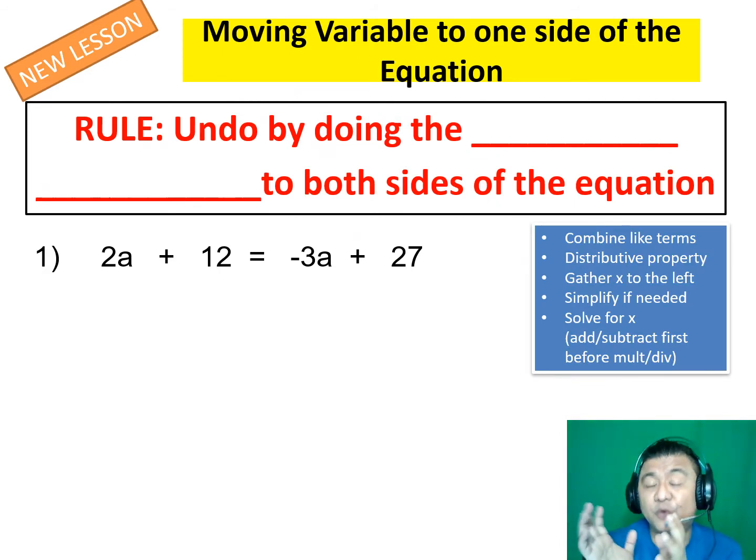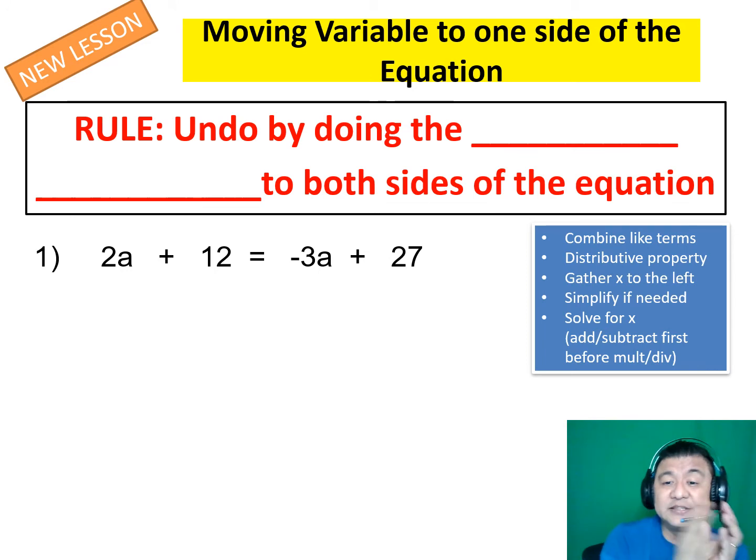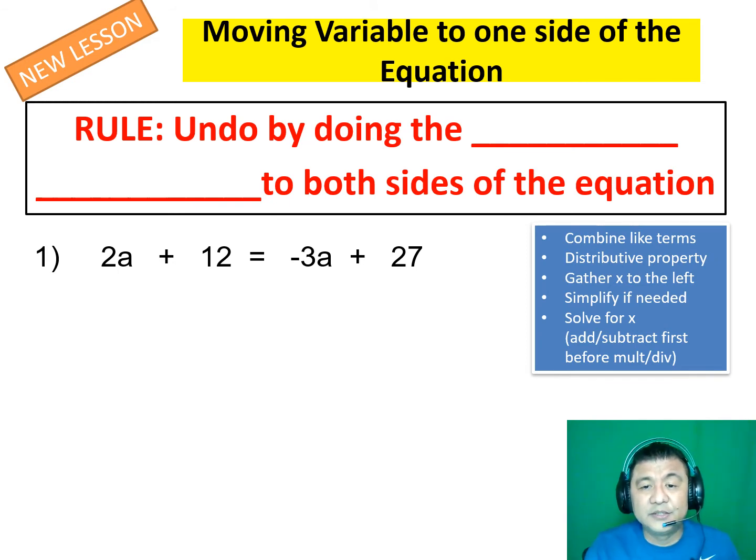Now this is the main topic of the lesson. We want to move all the variables, the x, to one side of the equation. Okay. How do I move everything to the left? We want it to the left. The secret is this one, okay? Undo by doing the opposite operation.